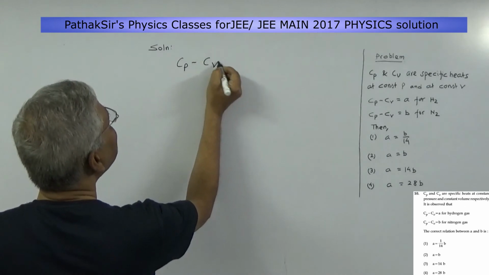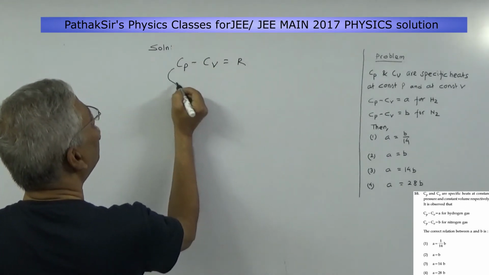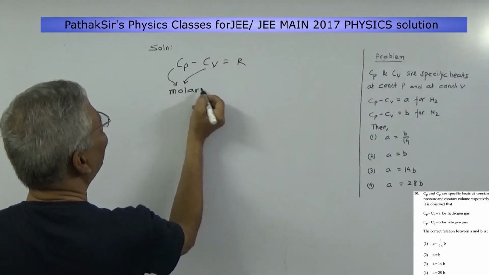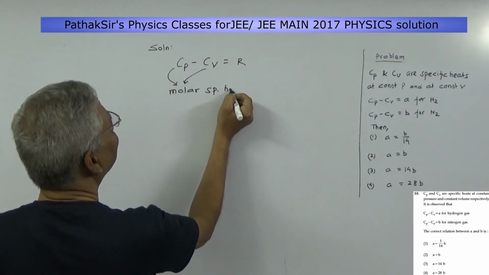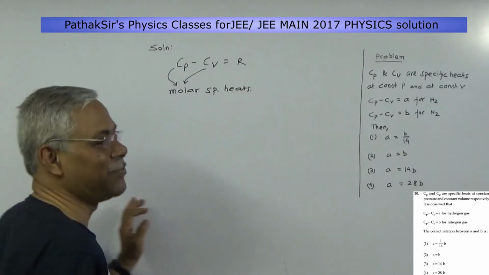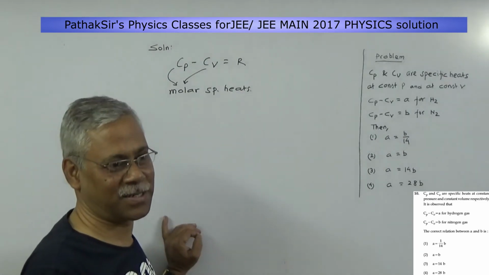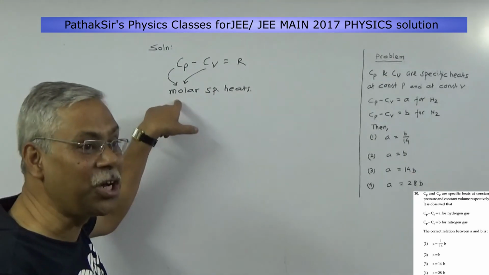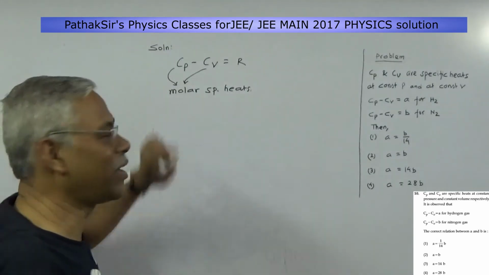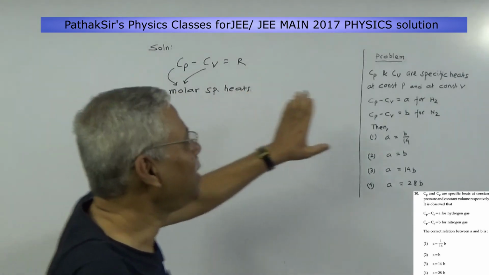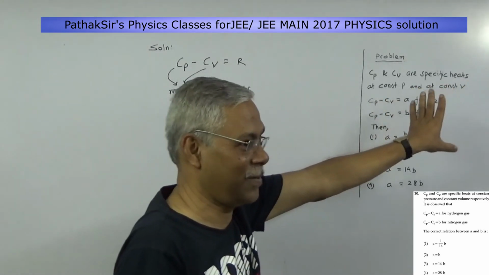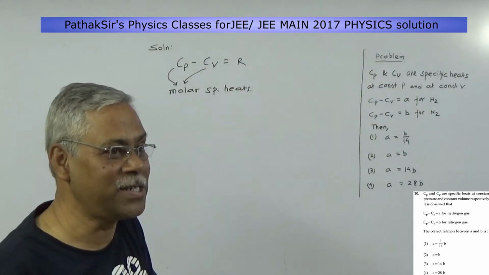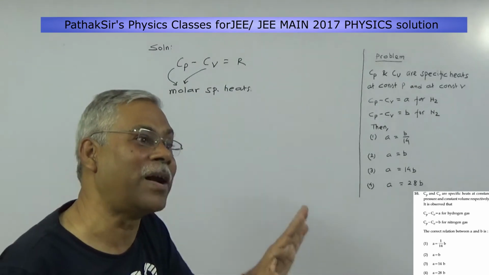Cp minus Cv equals R, molar. These are called molar specific heats. Molar specific heats means per mole basis. Heat required for 1 mole. Molar means heat required for 1 mole. Okay, but here it is just specific, it's not molar. That means here Cp and Cv are not on a per mole basis but on a per gram or per kg basis.